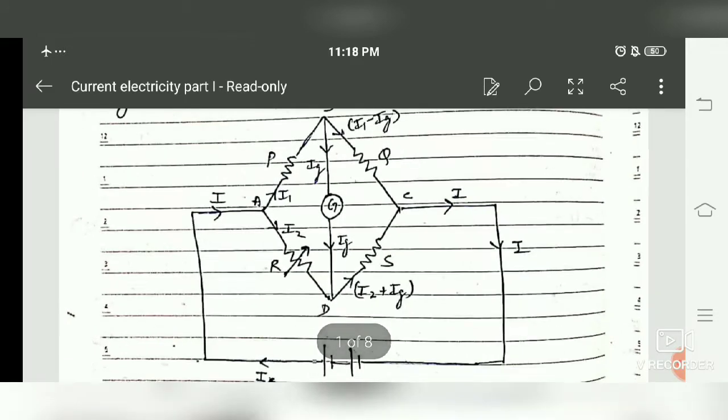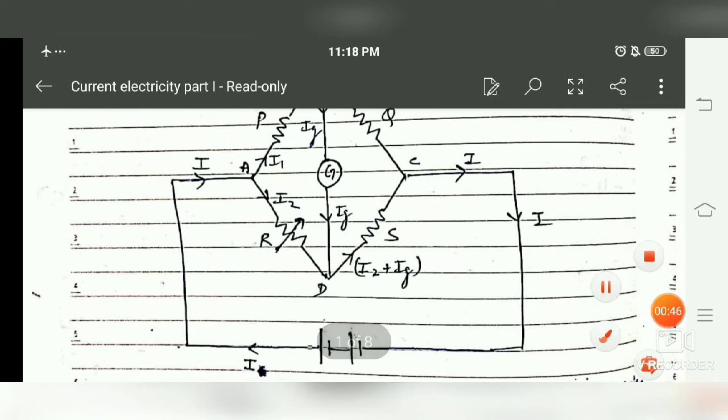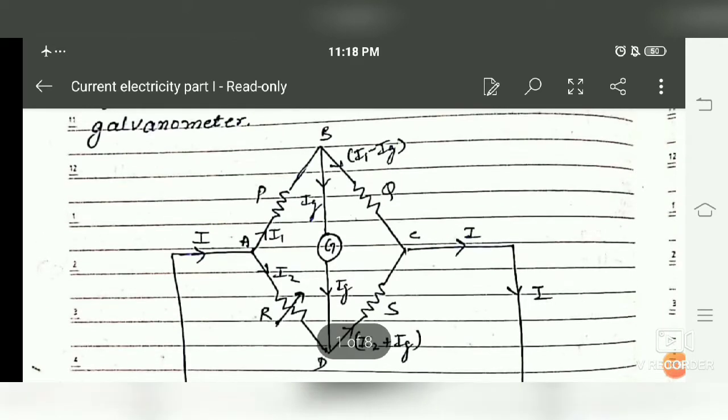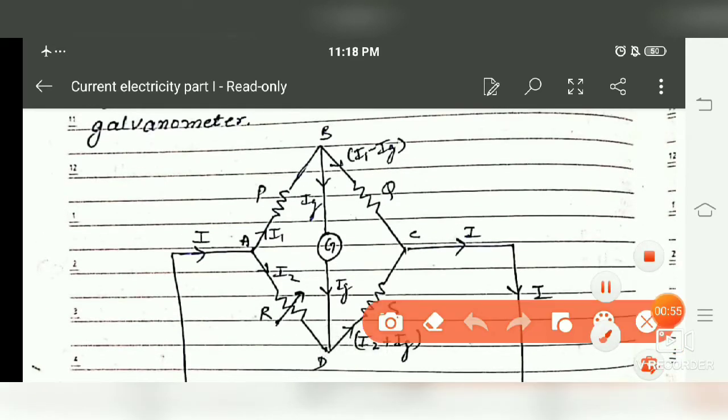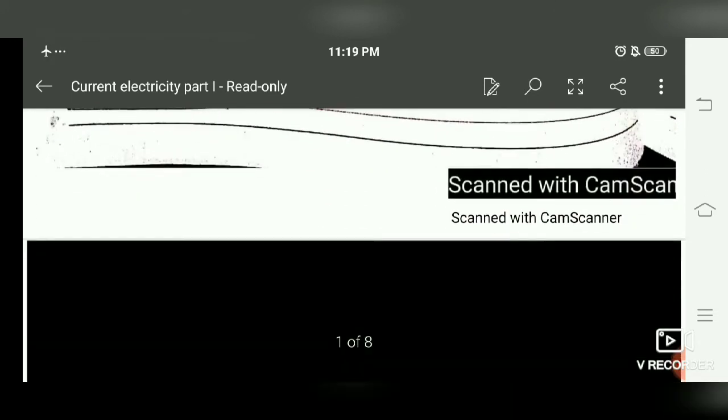This is the diagram for a Wheatstone bridge. This is a battery which is supplying current I to the system. Here, these are the four resistors which are connected in the form of a bridge: 1, 2, 3, 4. These are P and Q. R is a variable resistance whose value can vary, and S is a resistance which is unknown.